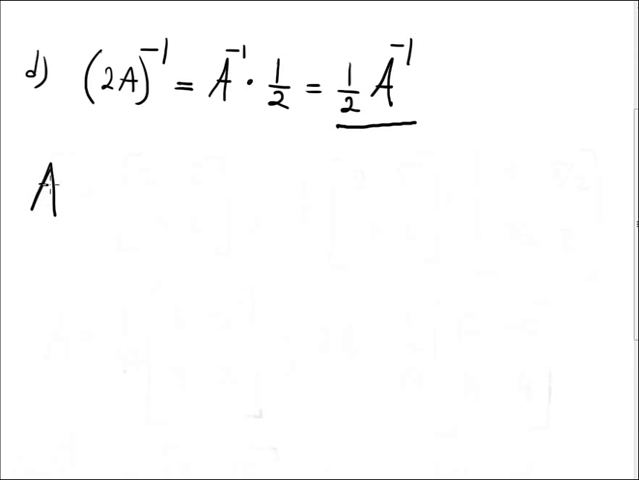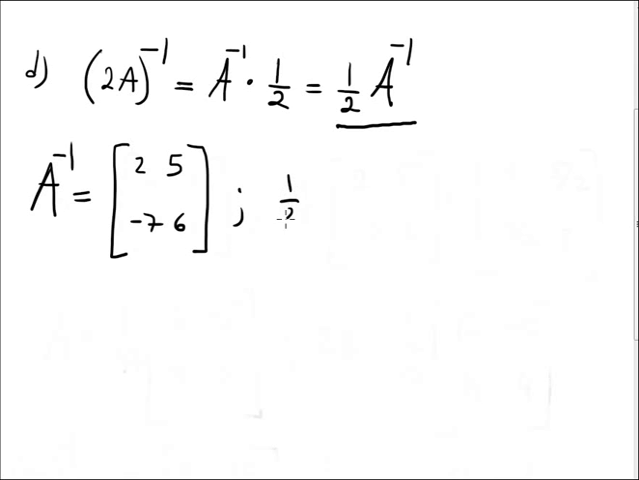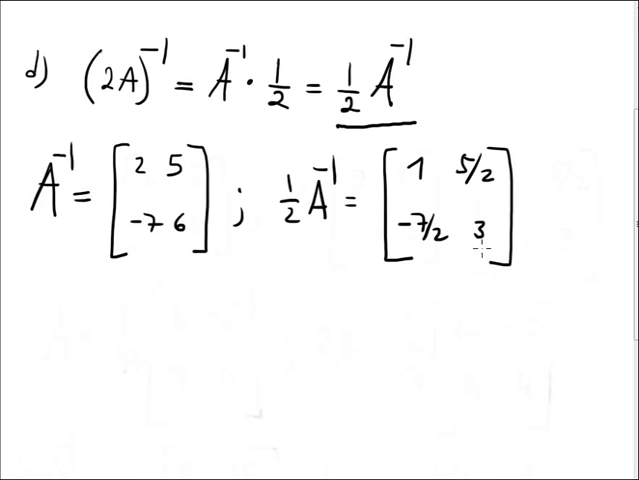I know that A inverse, remember, is 2/5, -7 and 6. Then 1/2 A inverse is multiplication by the scalar: 1, 5/2, -7/2 and 3. And this is the answer. In this way, easy.